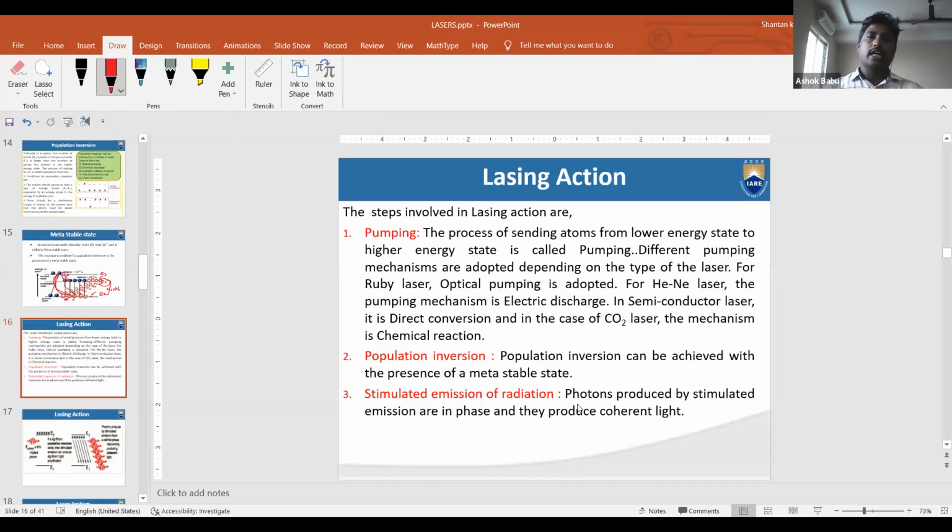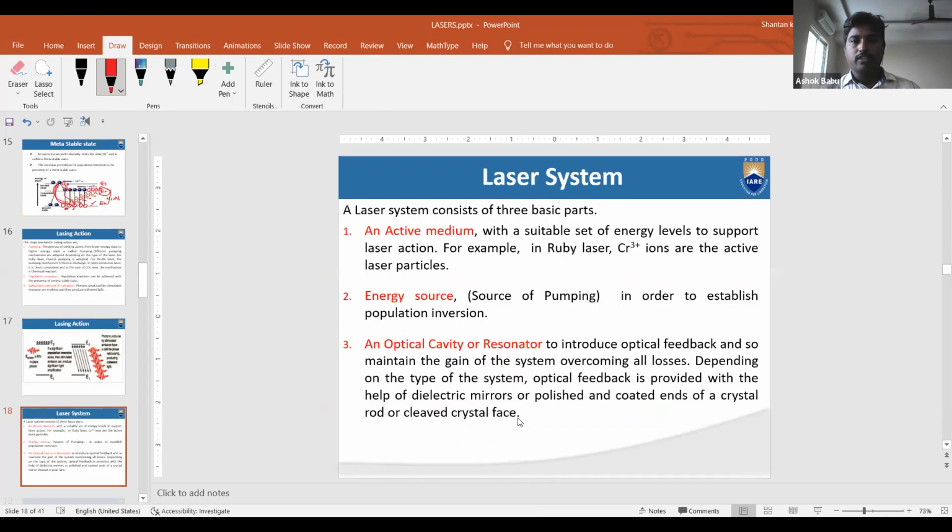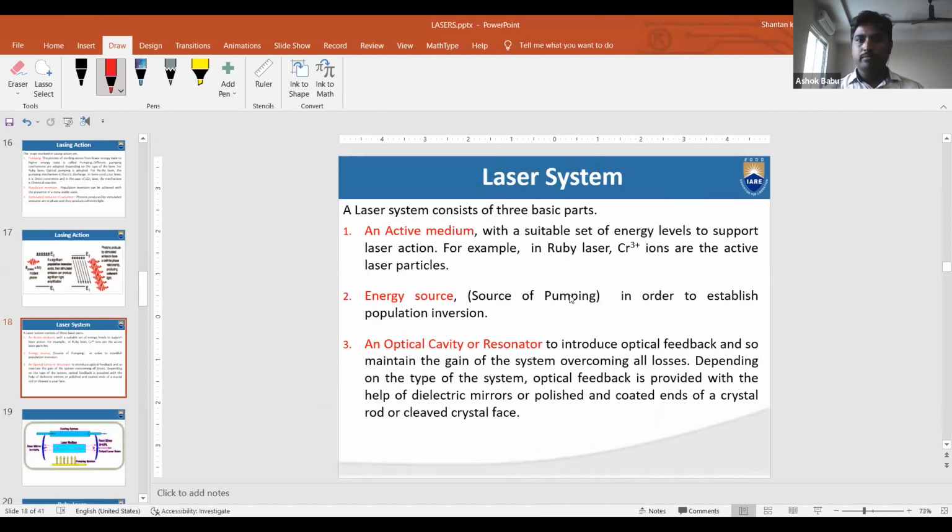So coming to the lasing action, three steps are involved in the lasing action. Before that, what are the requirements for the laser? We discussed. One is the active medium, where the lasing action takes place. And the energy source: to achieve population inversion, we use an energy source or pumping mechanism.